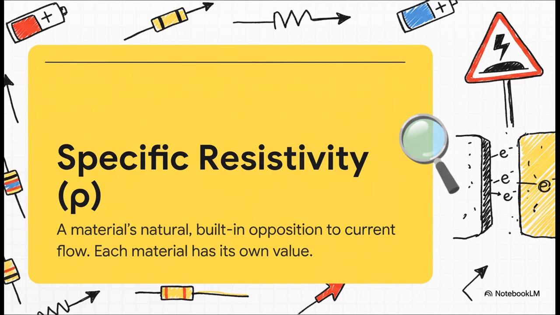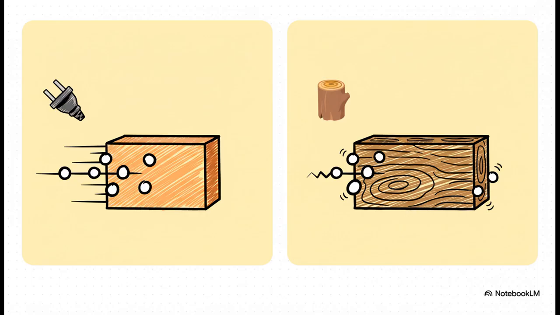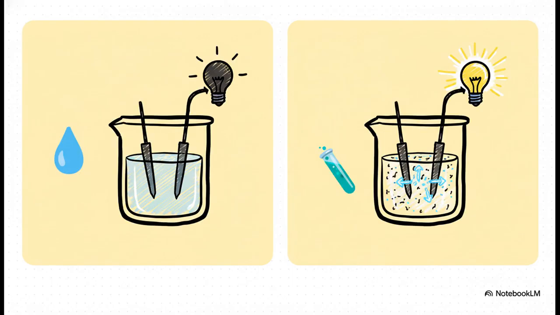This is a material's own natural built-in opposition to that current. For example, copper has super low resistivity, so it's a great conductor. Wood, the complete opposite. And here's a fun one. Pure water is actually a really bad conductor. Add some stuff, and it works.